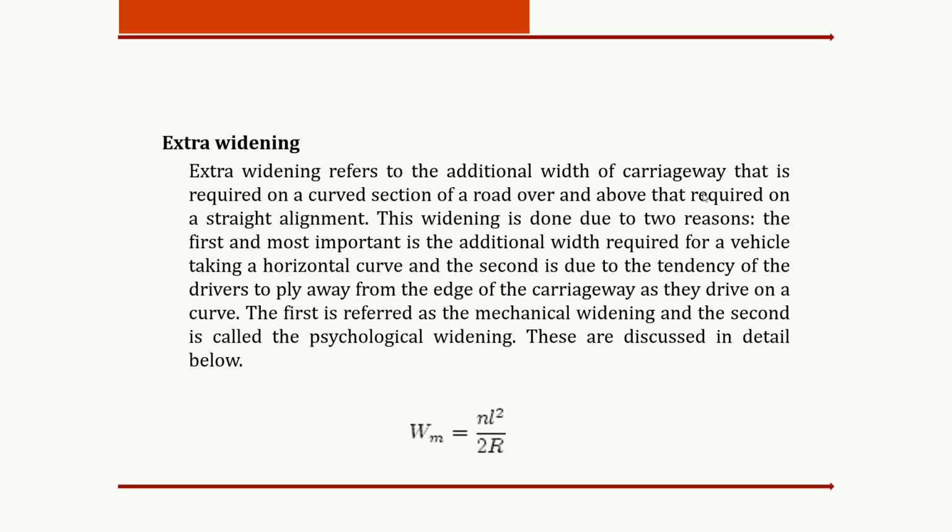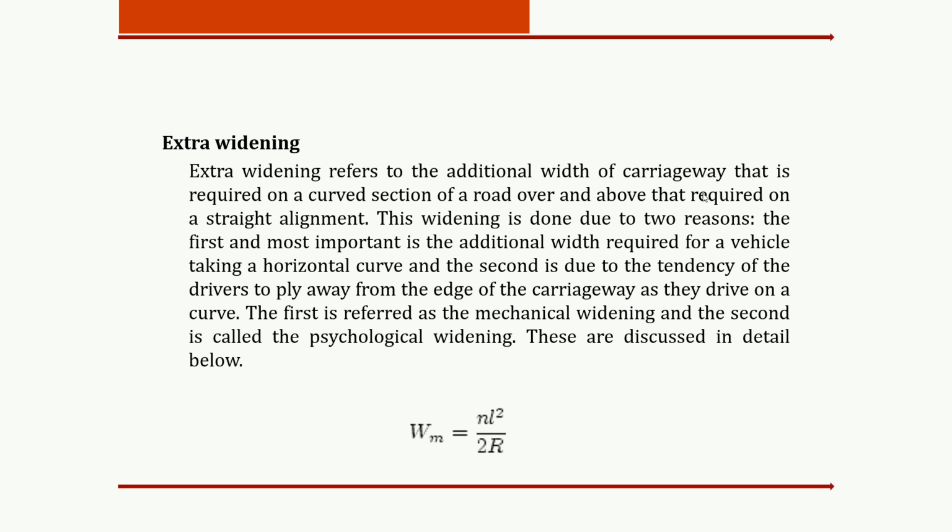The extra widening refers to the additional width of the carriageway that is required on the curved section of the road over and above that required on the straight alignment. This widening is done due to two reasons. The first, the most important, is the additional width required for the vehicles taking a horizontal curve, and the second is due to the tendency of the driver to stay away from the edge of the carriageway while driving on the curve. The first is referred to as the mechanical widening and the second is called the psychological widening.